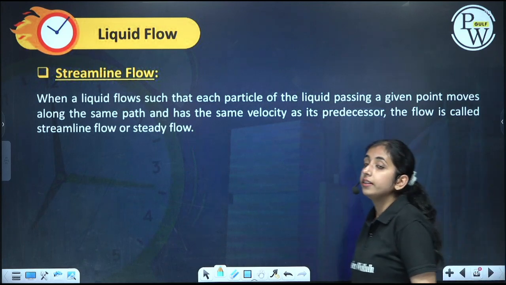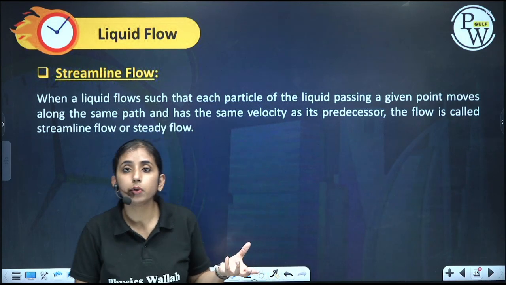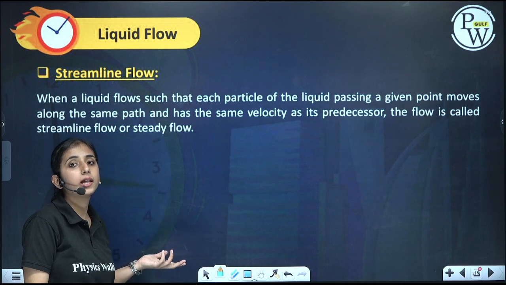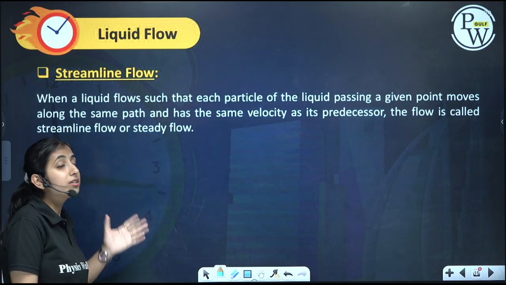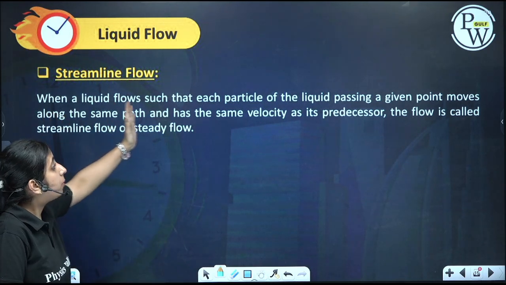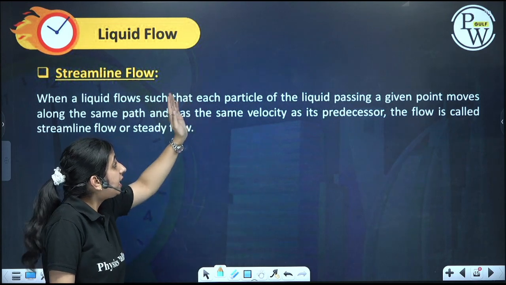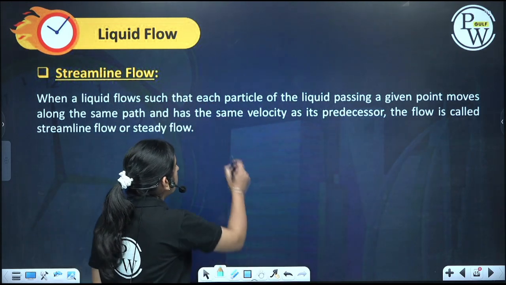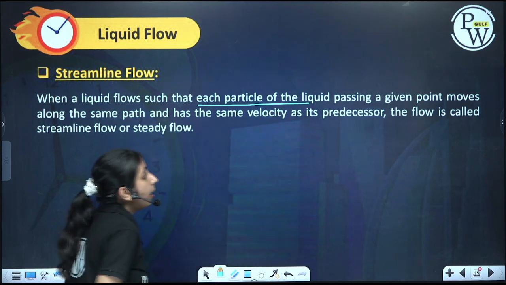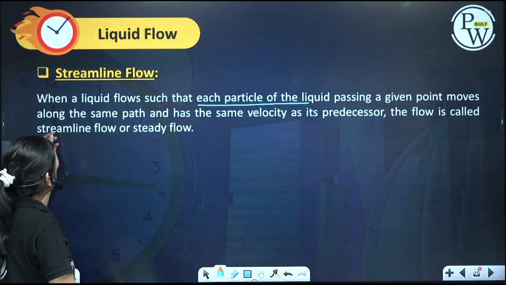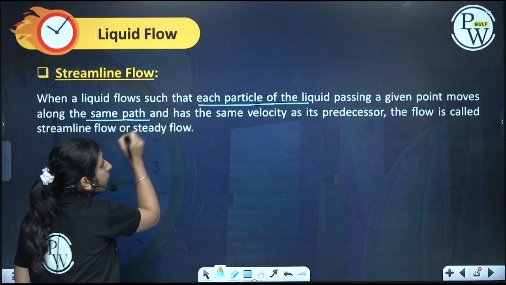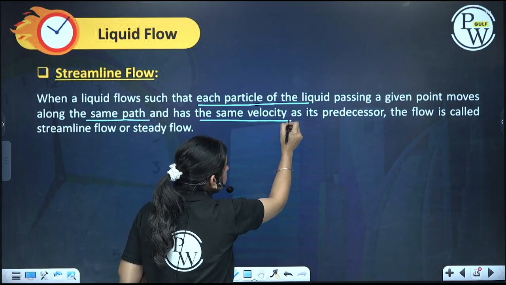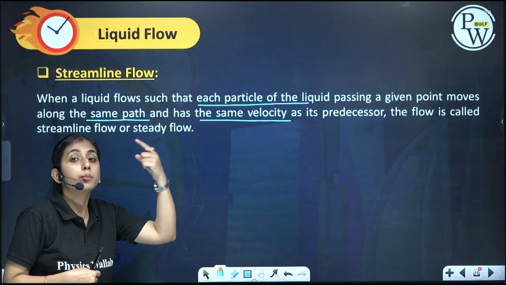See next, there are two types of liquid flow. One is streamline flow and the other is turbulent flow. What is a streamline flow? When a liquid flows such that each particle of the liquid passing a given point moves along the same path and has the same velocity as its predecessor.